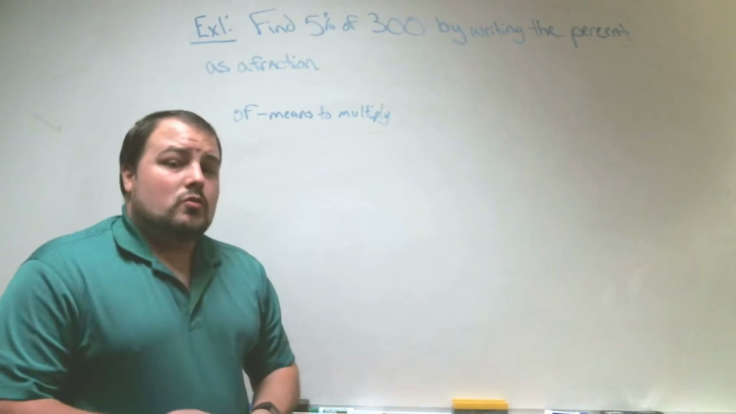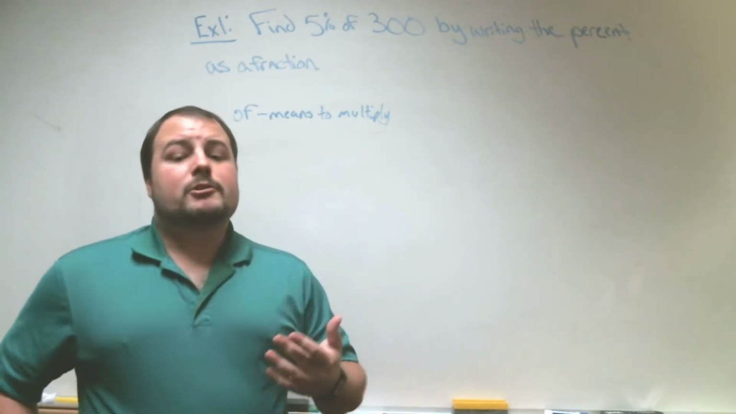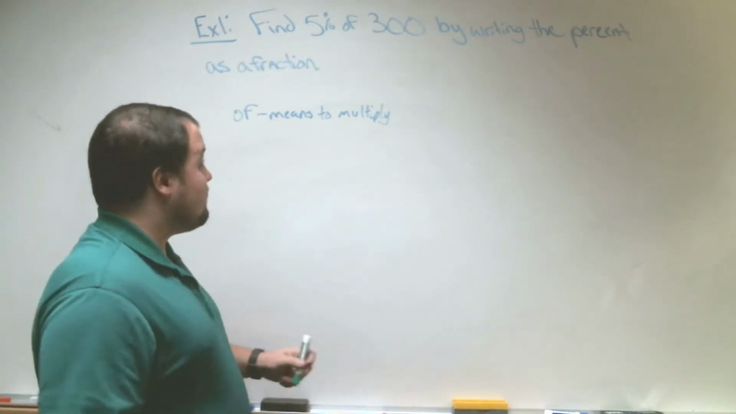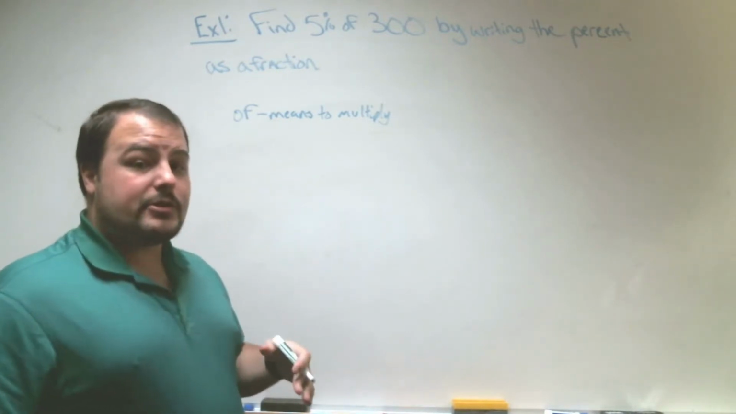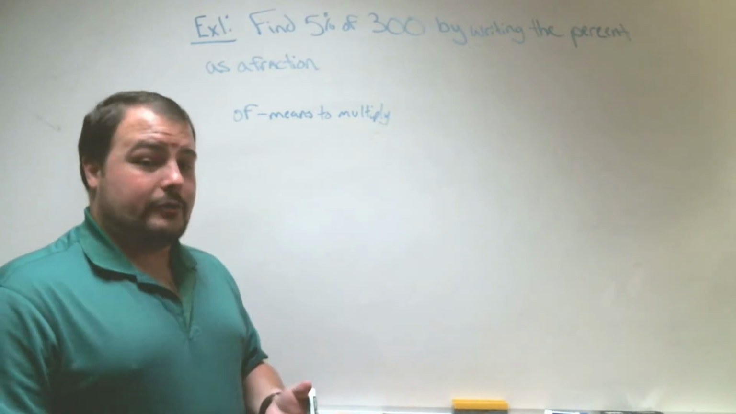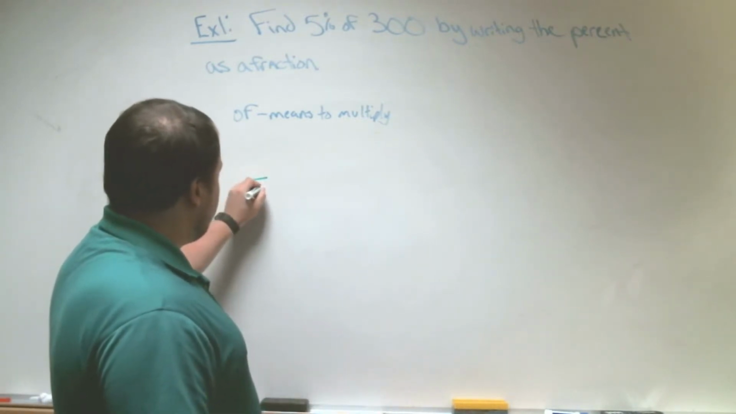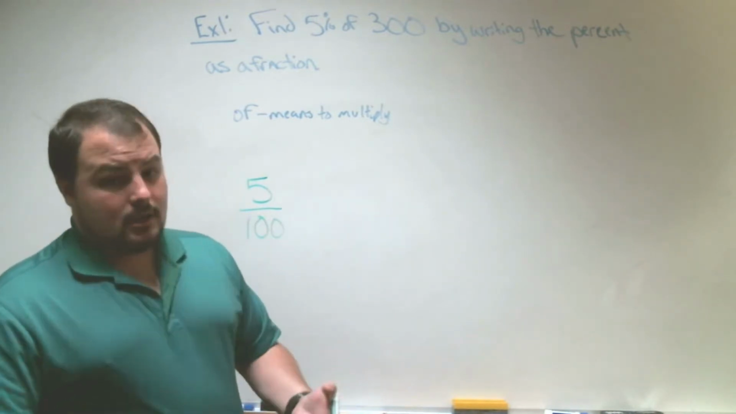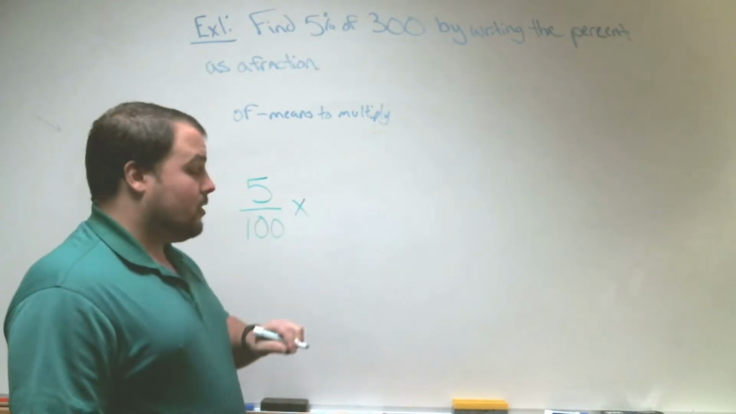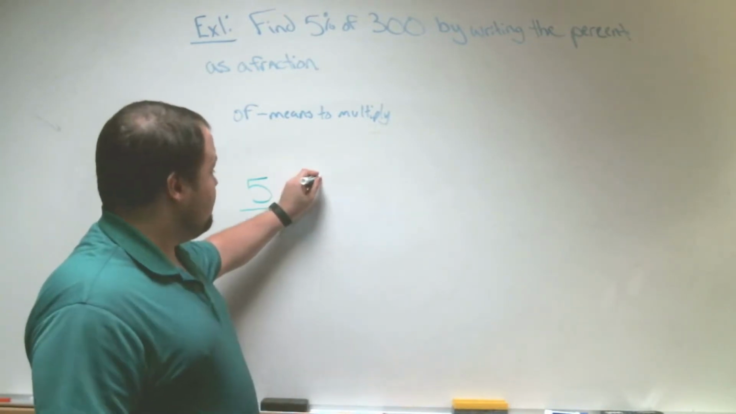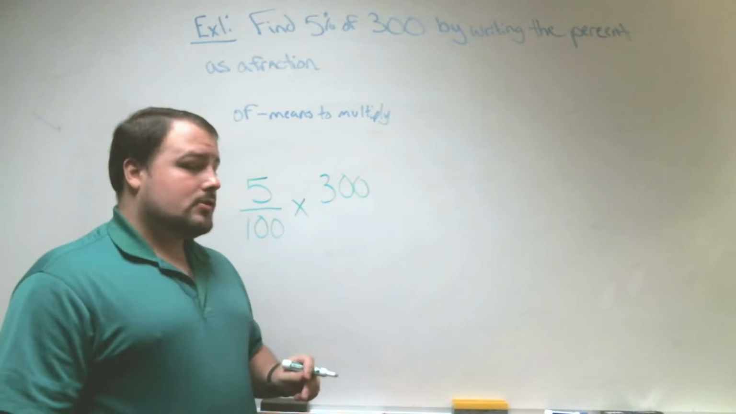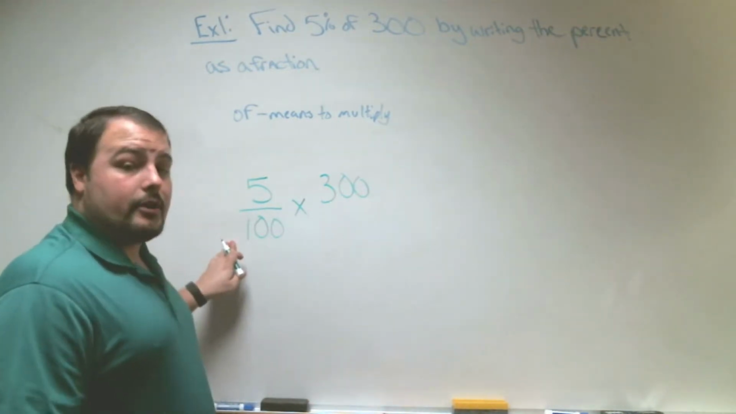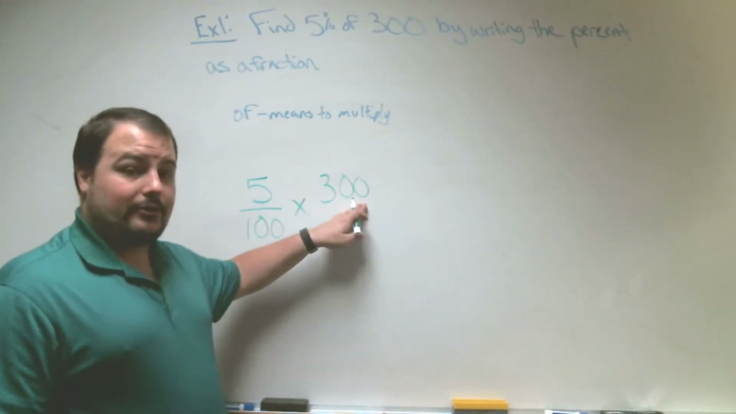So what we're going to do is multiply 5% times 300 to figure out our answer. Well, we know that every percent in the world is out of 100. So we're going to start by writing the fraction 5 out of 100. And of means we're going to multiply by 300. So if we want to actually figure this out, we're going to take 5 out of 100 and times it by 300.